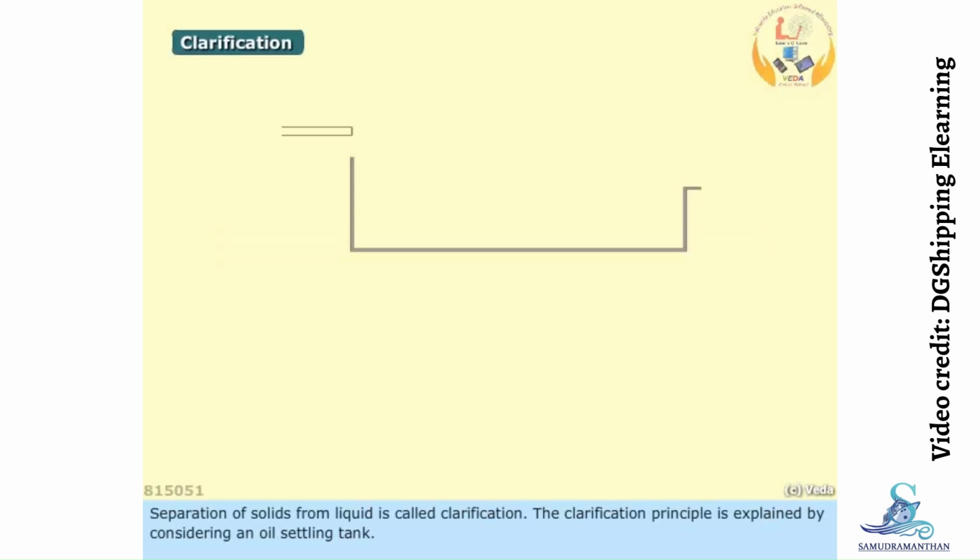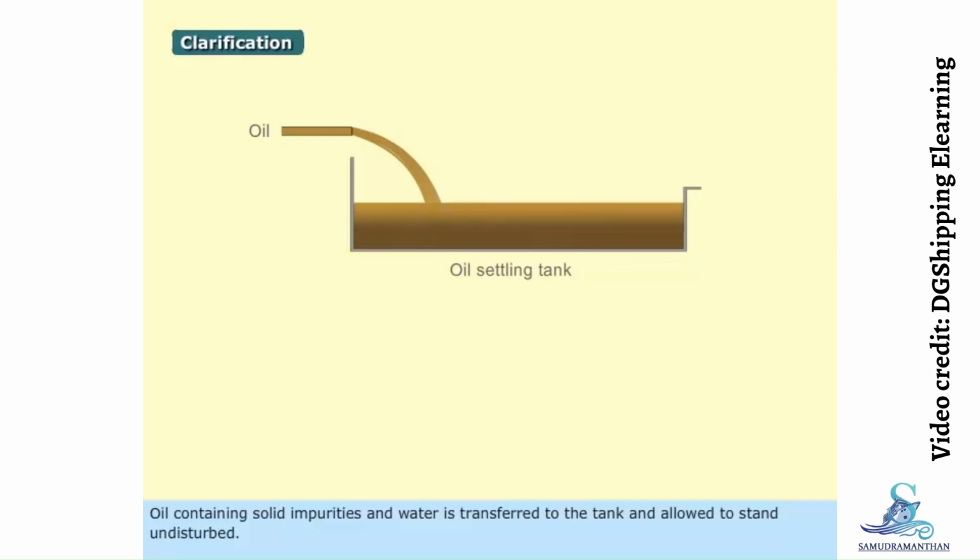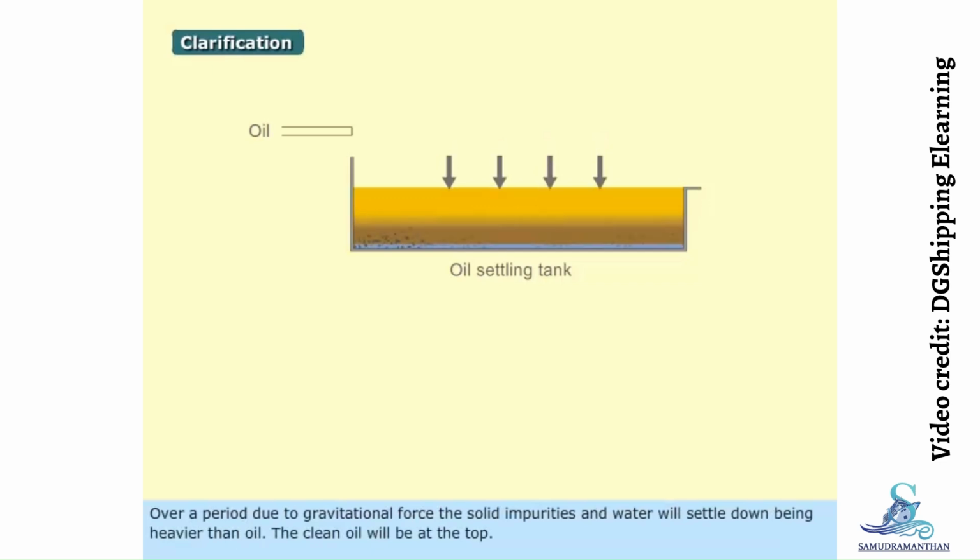Separation of solids from liquid is called clarification. The clarification principle is explained by considering an oil settling tank. Oil containing solid impurities and water is transferred to the tank and allowed to stand undisturbed. Over a period, due to gravitational force, the solid impurities and water will settle down, being heavier than oil. The clean oil will be at the top.